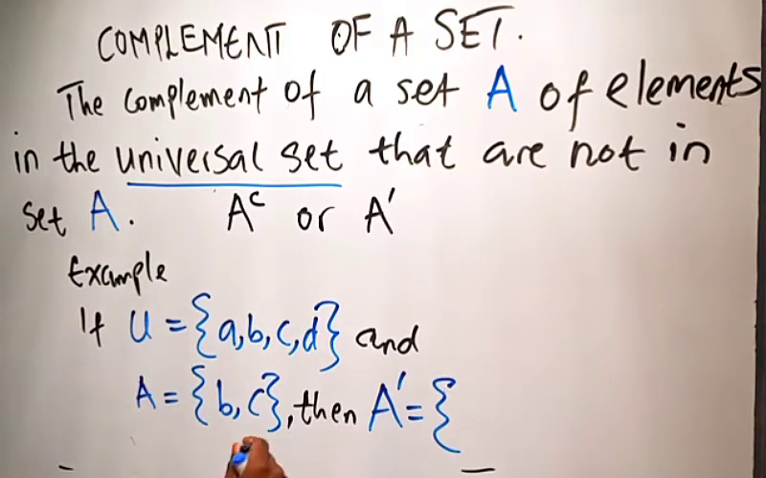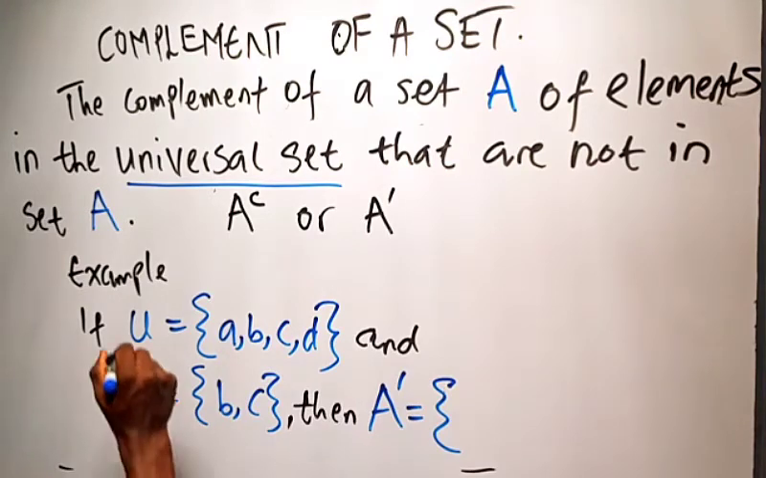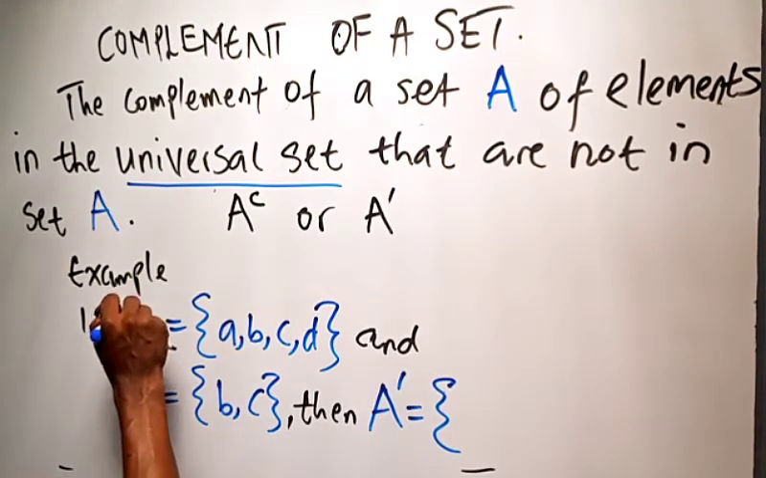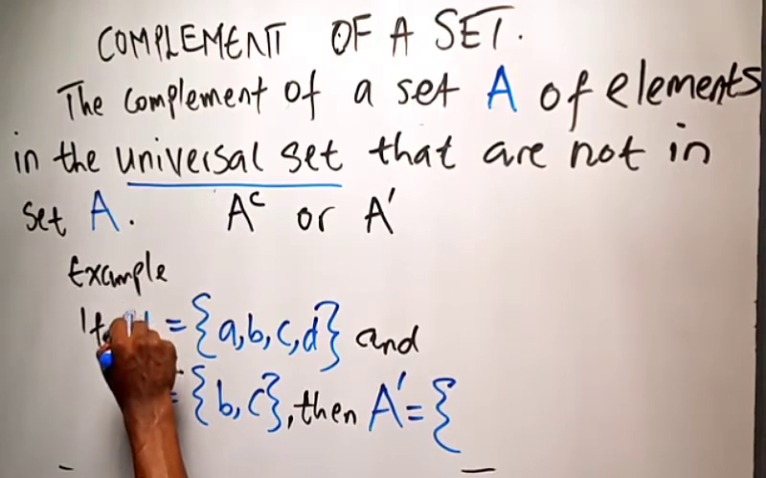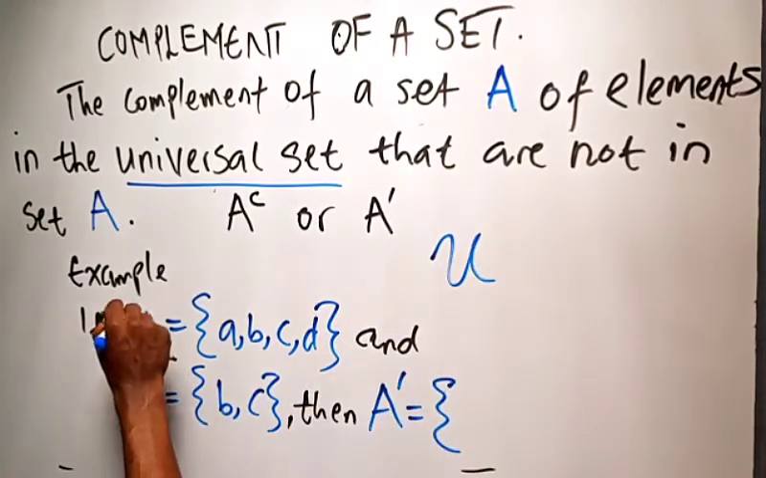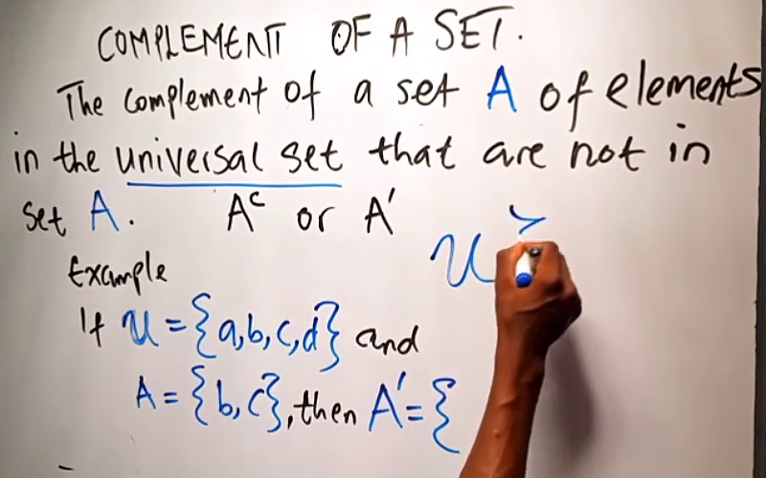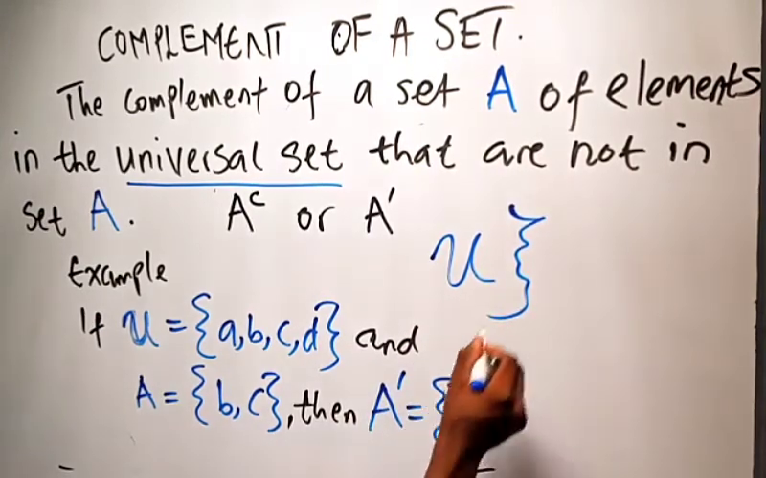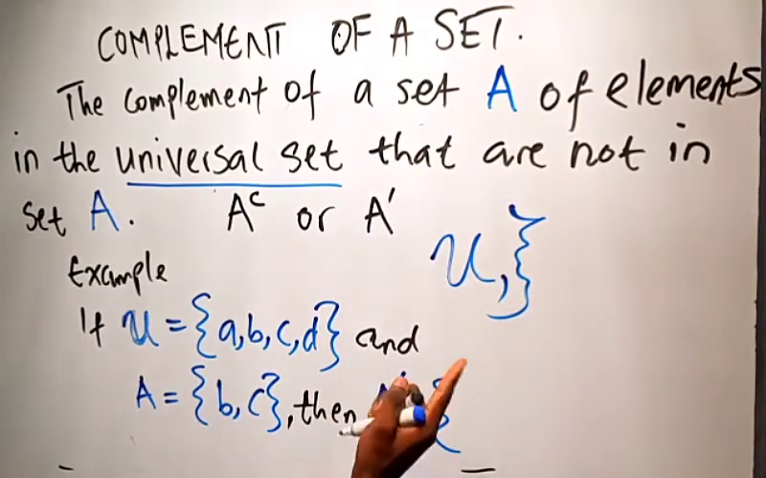So let's use this example to motivate ourselves more. If U is equal to {A, B, C, D}, there are 4 elements in the universal set. So I'll represent it like this to mean the universal set. Or we can even make use of this to represent the universal set, any of them, but the U is being used most of the time.